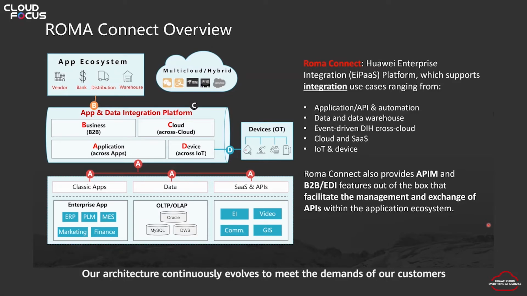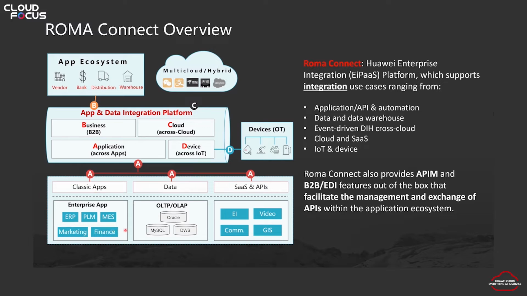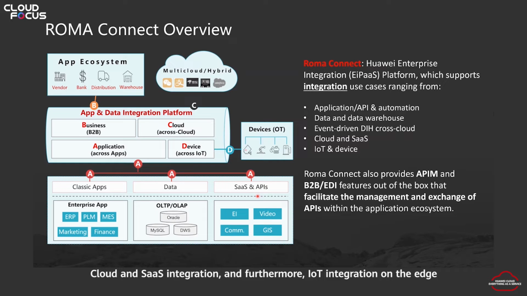Our architecture continuously evolves to meet the demands of our customers. ROMA Connect offers a variety of integration use cases, including classic application and API integration on automation, data and warehouse integration, event-driven integration, or classic cloud and SaaS integration, and furthermore, IoT integration on the edge. Additionally, ROMA Connect provides API management and B2B features that facilitate API management and API exchange within the application ecosystem.